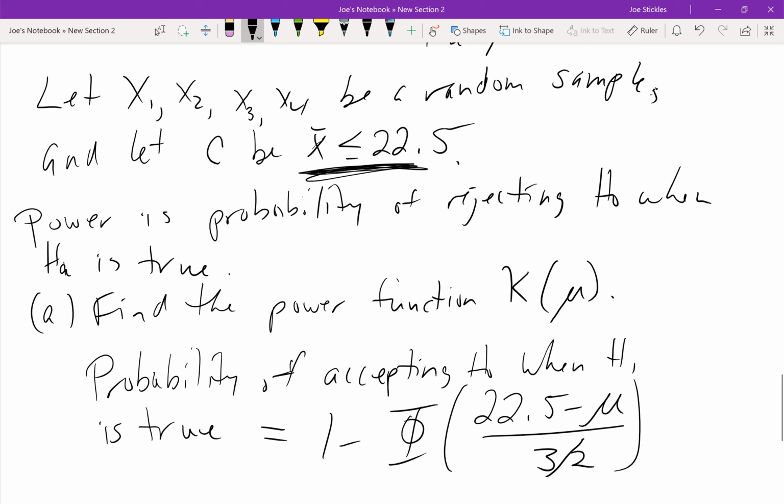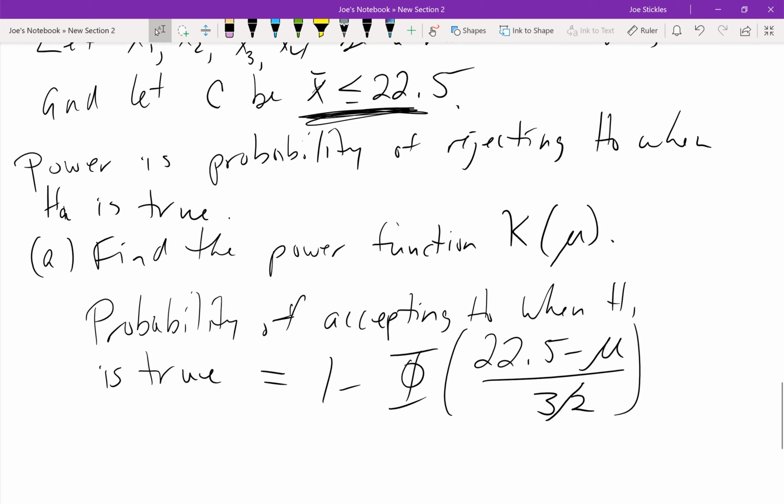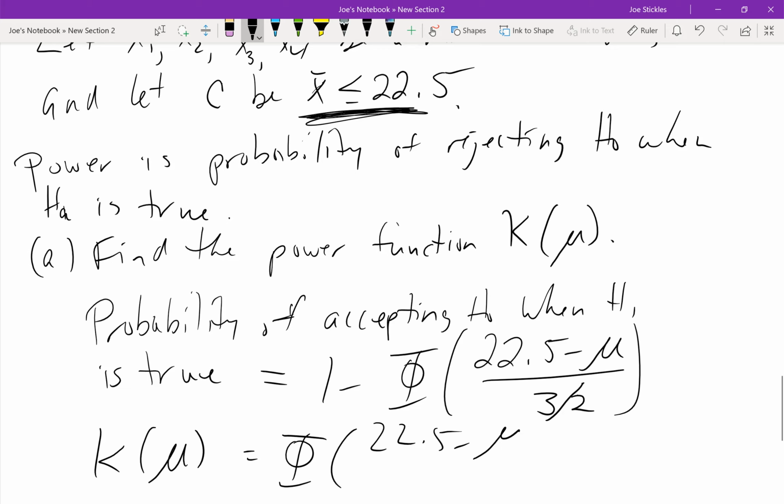I did it this way because this is how we typically think of problems, right? The probability of, you know, we have a mean, we want to know, okay, are we in a certain region? That's why I did it this way first. This is not power, this is just probability of making a type 2 error, right? So your power function then would be 1 minus this. So your power function, your k of mu, will be phi of 22.5 minus the mu over 3/2.